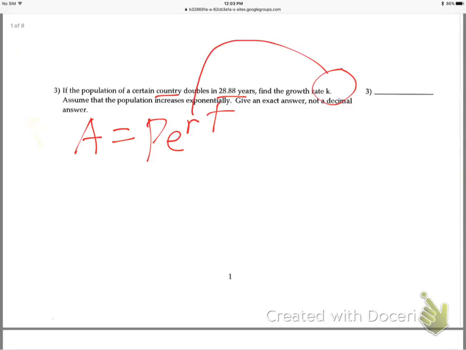So the K is the R. They're using K. I usually called it R. Doesn't matter. That's what they want you to find. They want you to find R. So plug in. It doubles every 28.88 years. Right? So what does that mean? When time becomes 28.88, the amount becomes 2P. Right? Good.